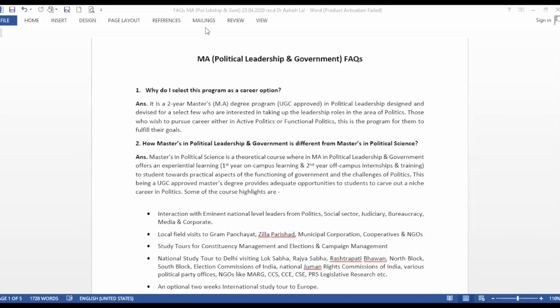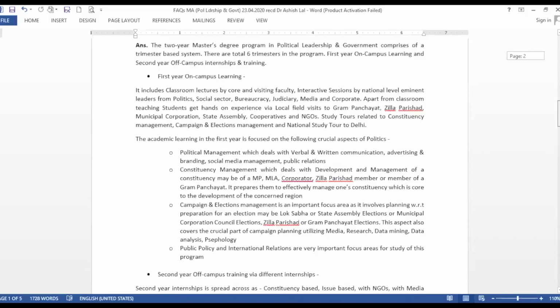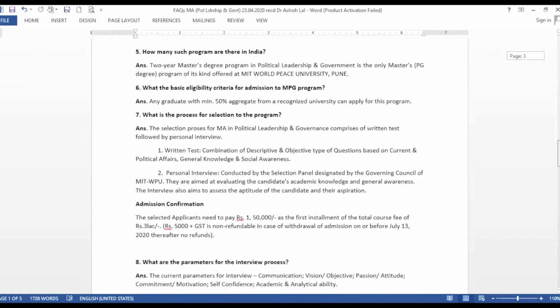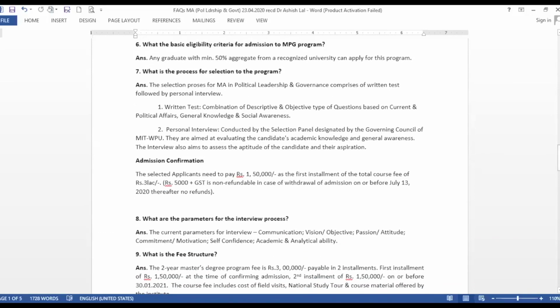Yes. Hi, good evening. This is Dr. Shailesh Haridas. I'm the Dean and Associate Director for MIT School of Government. I'm associated with MIT for the last 20 years. As far as the last year graduation is considered, the students who are in the last year can definitely apply for the program. And once you complete your program, you have to submit the mark sheets. In order to apply for this particular program, you have to have minimum 50% in your graduation.